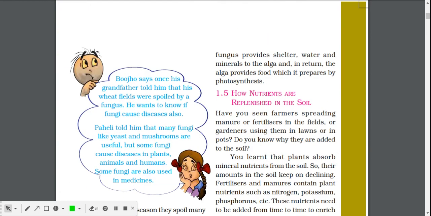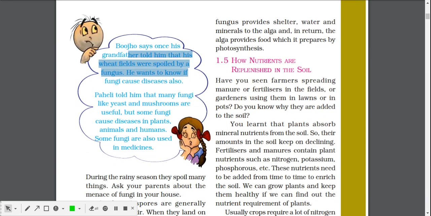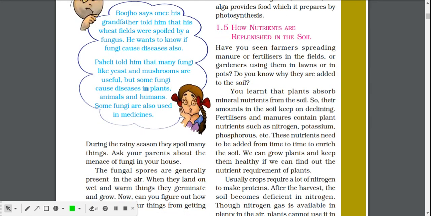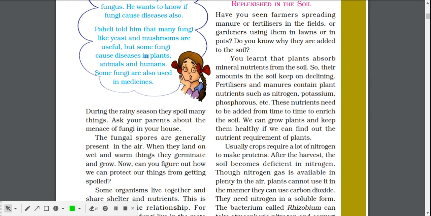Now Boju says once his grandfather told him that his wheat fields were spoiled by a fungus. He wants to know if fungi cause disease also. So he told him that many fungi like yeast and mushrooms are useful, but some other fungi can cause disease in plants, animals, and human beings also. So some fungi are also used in the medicine industry.